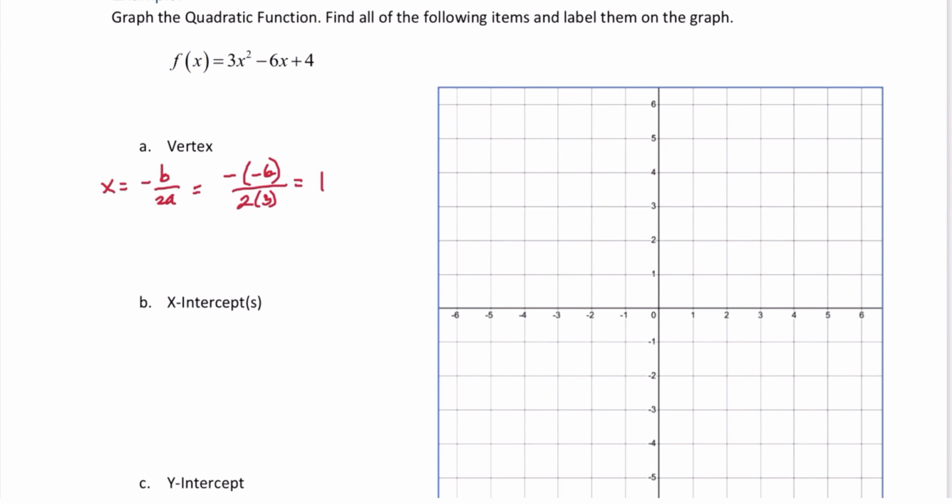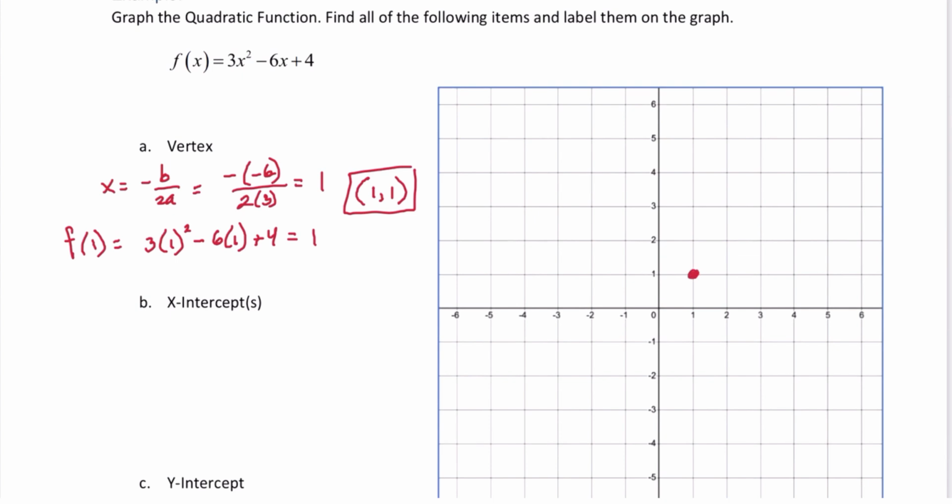To find the y-coordinate, we plug 1 into the function. So f evaluated at 1: 3 times 1 squared minus 6 times 1 plus 4. This will give us 1. It's just coincidental that they are the same value. We have the vertex at 1, 1.